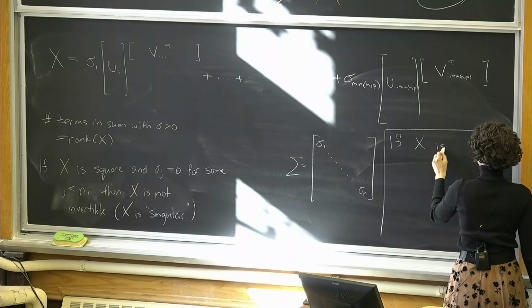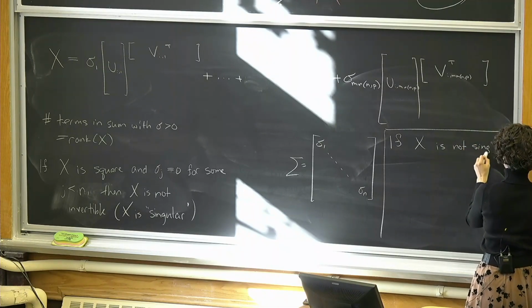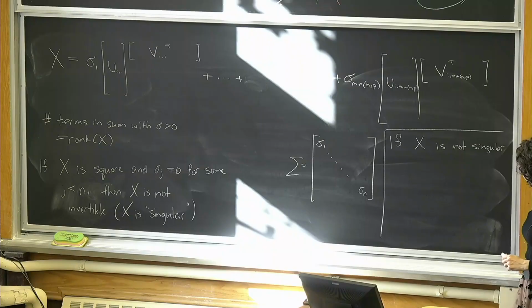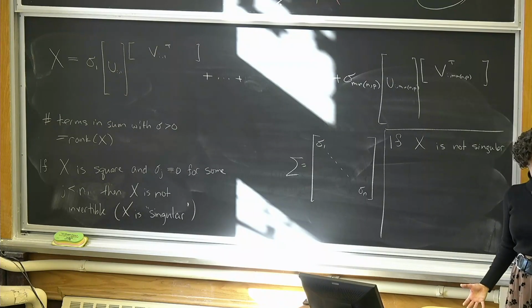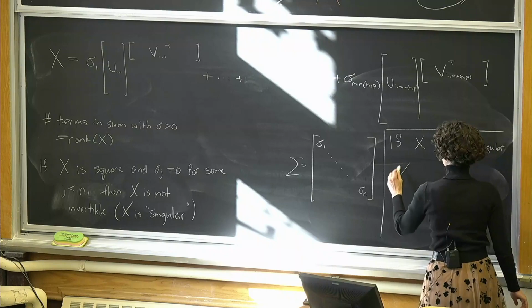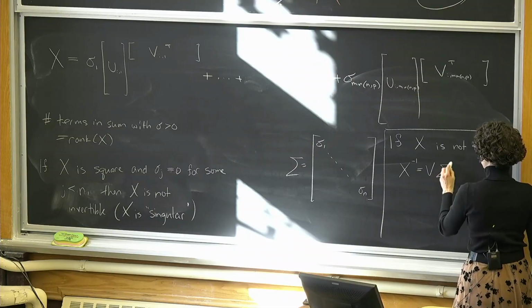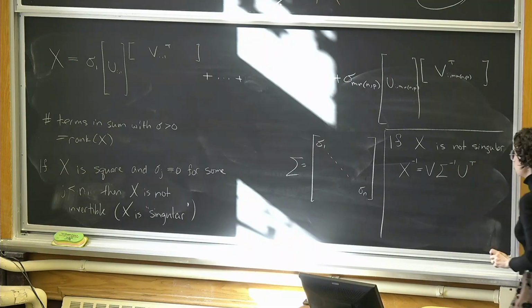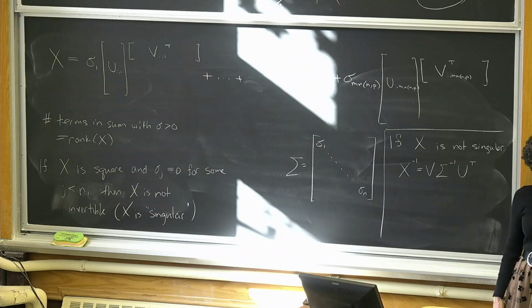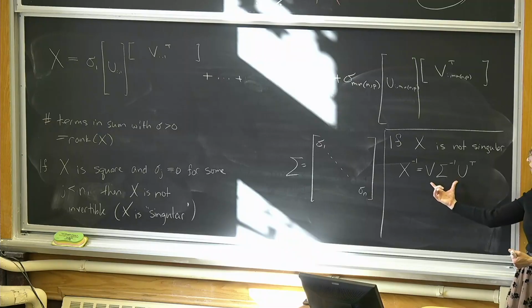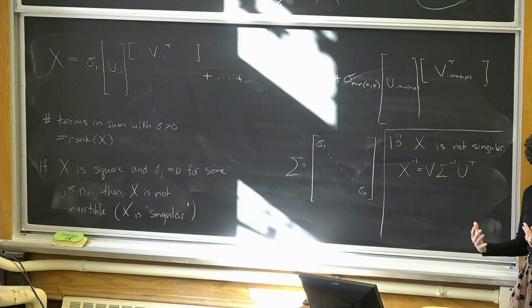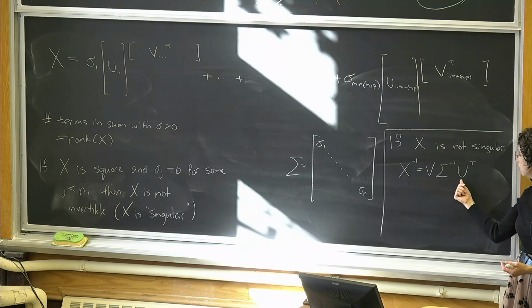If X is not singular, so we can compute an inverse, then we can also write the inverse in terms of the singular value decomposition. So we can write X inverse as simply being V times sigma inverse times U transpose. This is nice because if you know the singular value decomposition of your matrix and you want to compute the inverse of that matrix, it's very trivial. You keep the same singular vectors, you just have to change the singular values.